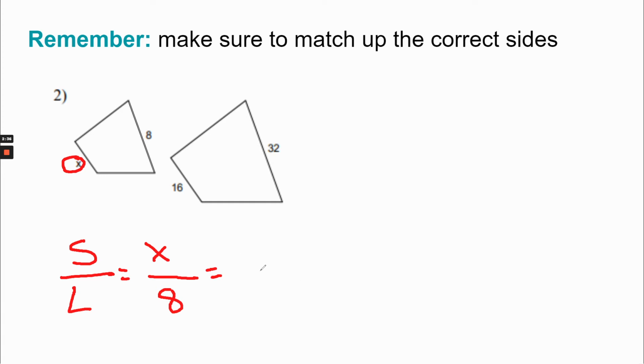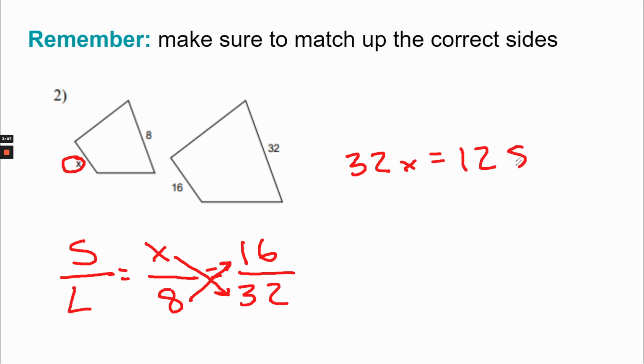In our second quadrilateral, our short side is 16. Our long side is 32. Notice how I'm using my labels to match up the correct parts. Now we have a proportion. We can cross multiply and solve. We get 32x equals 128. We divide by 32, divide by 32, and we get x equals 4.